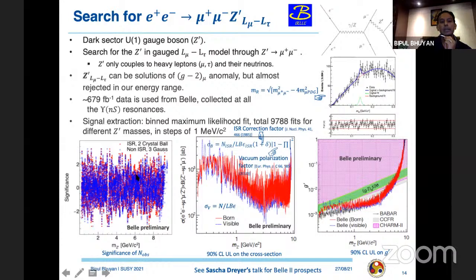And again, in this plot, you can see the significance as a function of the mass of the Z prime. And of course, it's always less than 3 sigma for most of the masses of the Z prime. So you can use this observation to put a constraint on the cross section for this particular process as a function of the Z prime mass, as it's being done here for both the Born cross section as well as the visible cross section. And you can also put a constraint on the coupling as a function of the Z prime mass, which is the most stringent, at least in this particular mass range, that is coming from Belle, which is shown here in red.